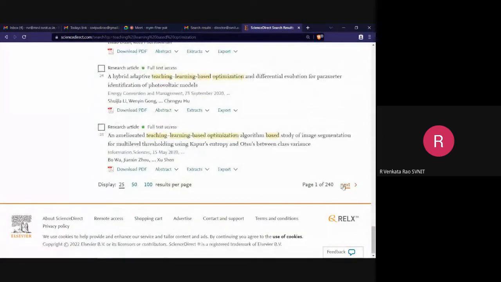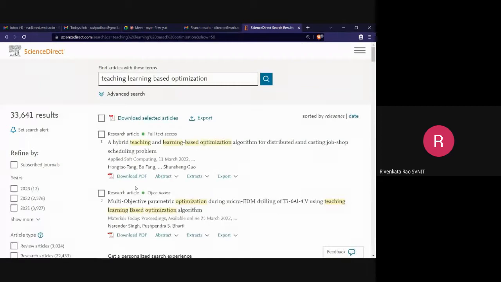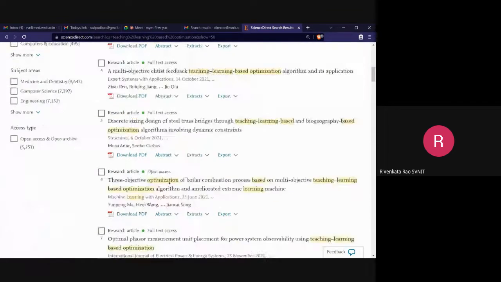Similarly, just one more screen I will show you, because there are many papers available in Science Direct. And overall, let me show you just the next screen. After that, I am not going to bother you. Let me just see this. This is not working. Okay.